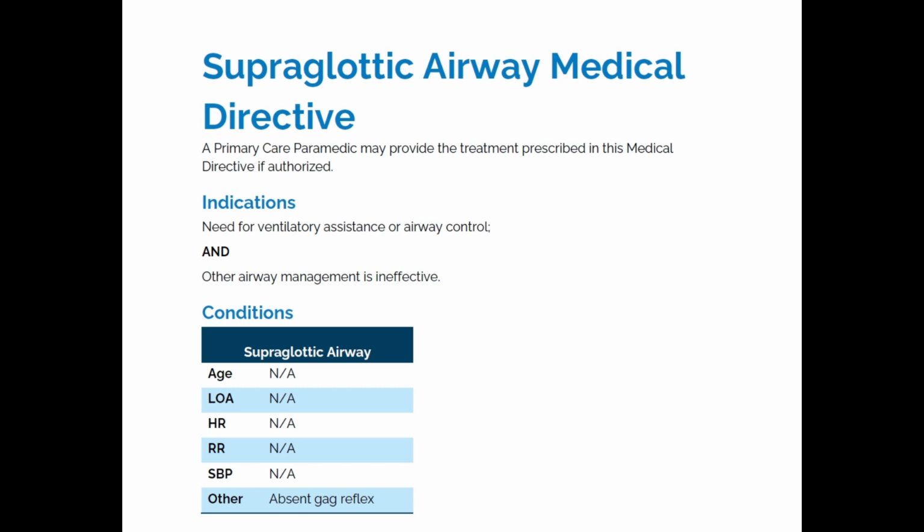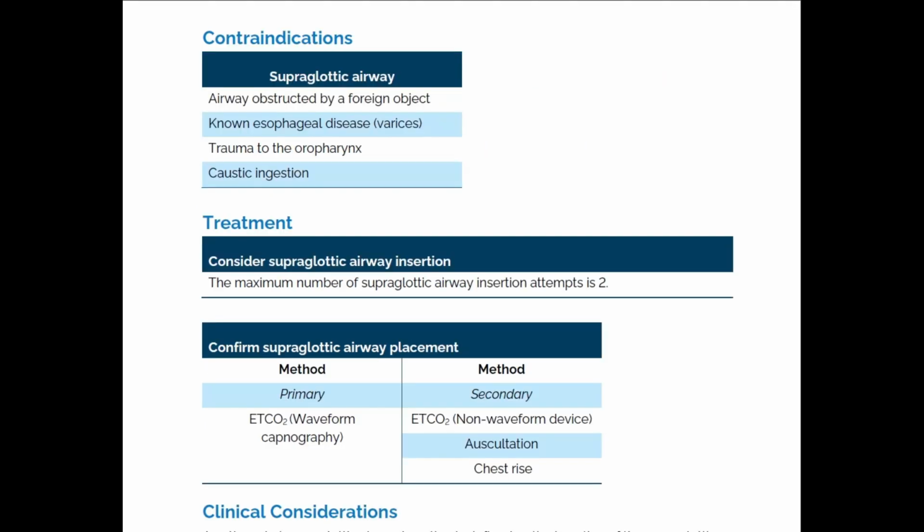Several conditions must be met for the supraglottic airway to be considered. There are no specific requirements for age, level of awareness, heart rate, respiratory rate, or systolic blood pressure. The key condition is the absence of a gag reflex, which is critical for the safe insertion of the supraglottic device.